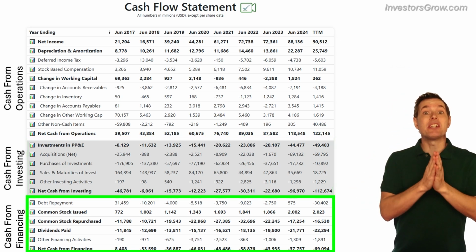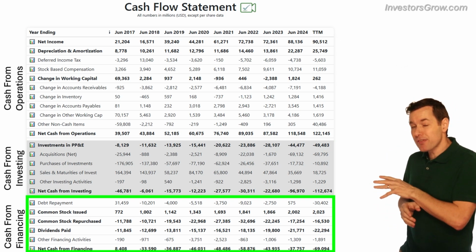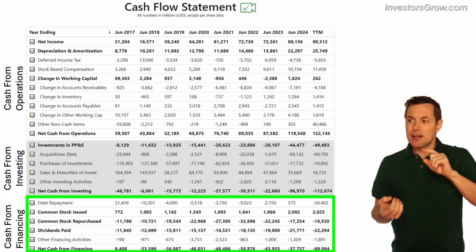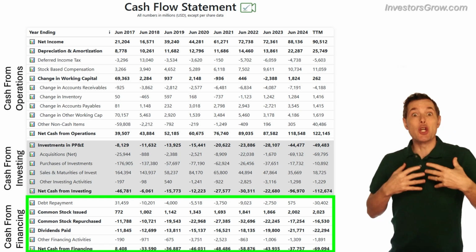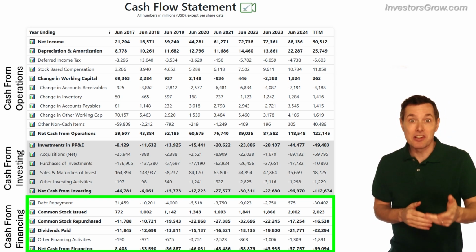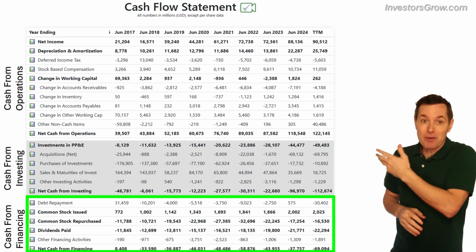Then the final section is cash flow from financing. Cash flow from financing basically looks at what dividends they pay. Do they pay stock buybacks? If we're curious about the dollar amount that they're investing in these types of activities, do they take out new debt? Well, that type of thing will land here.